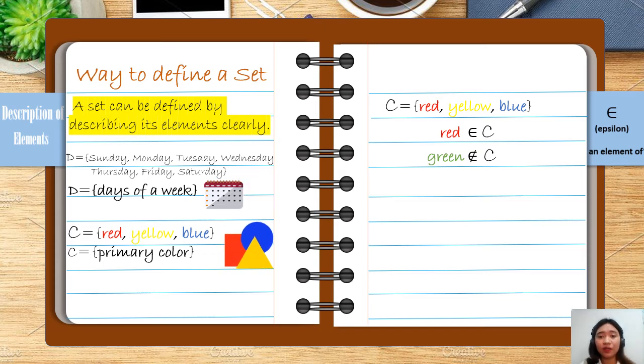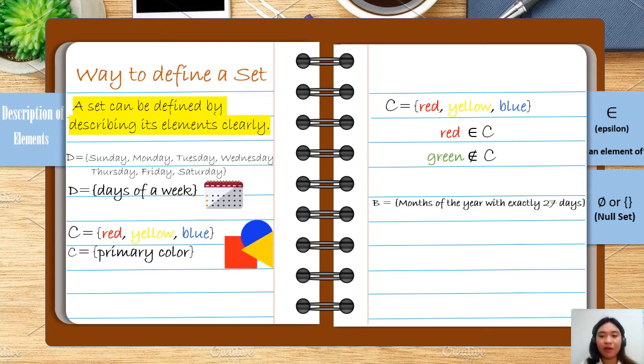The sets that we discussed so far have at least one element in each of them. However, there are some sets that do not contain any element at all, and that is the null set. We have a given set B, months of the year with exactly 27 days. This one is an example of a null set since there is no month with exactly 27 days. So B is a null set.